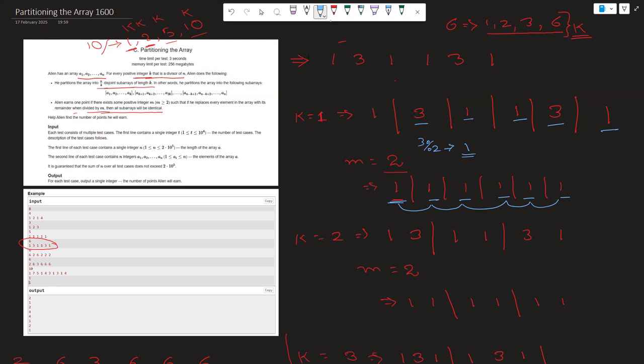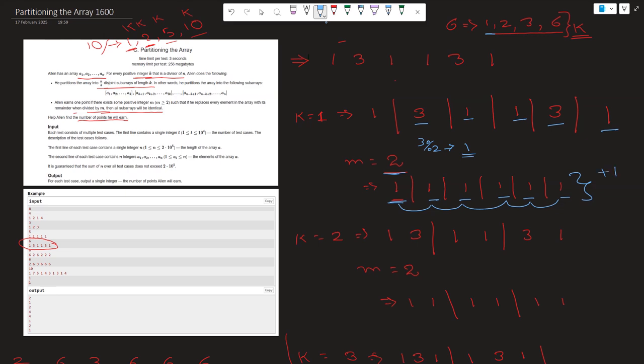They are identical subarrays. If they are identical, then we can say this is a good array, what we wanted in our answer, and we need to count the number of points he will earn, that is, how many possible values of k satisfy this condition. So if we take k as 1, we can make all the subarrays identical by taking m as 2. So this is a good array, and we can increase our point from 0 to 1.